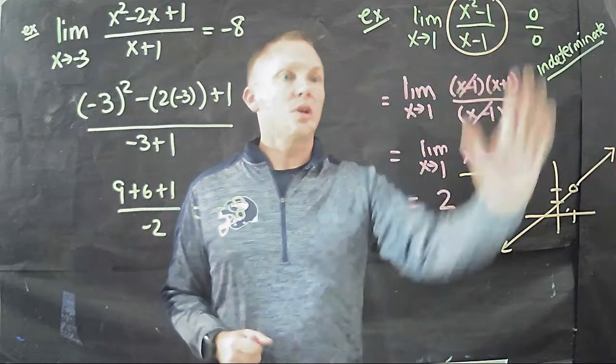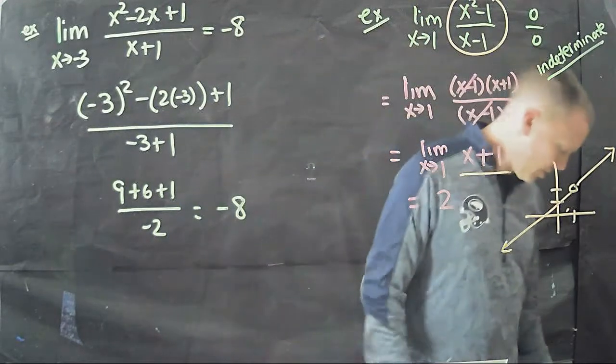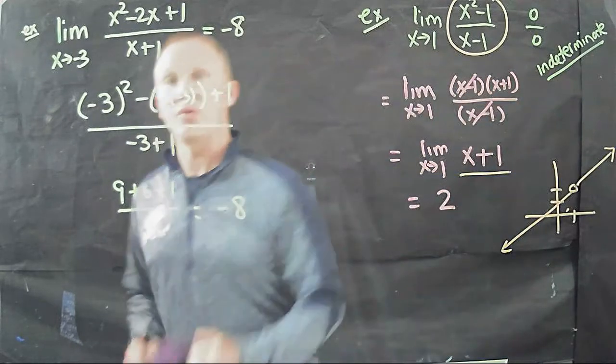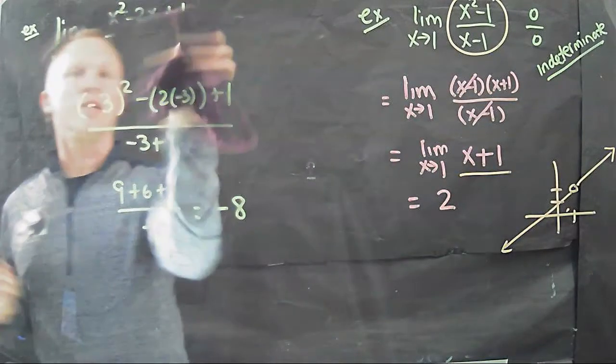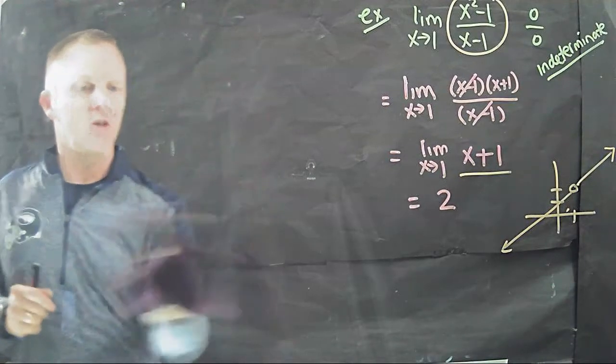So this is the method of factoring and canceling. That's what we call it there. Let's try another one of those real quick. This is probably the most common technique, so we're going to do 2 examples of this just to get you feeling comfortable.